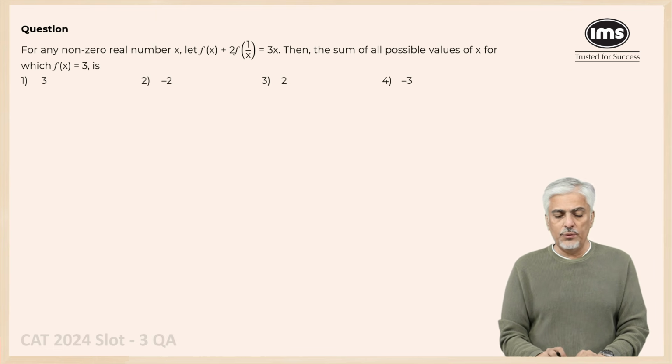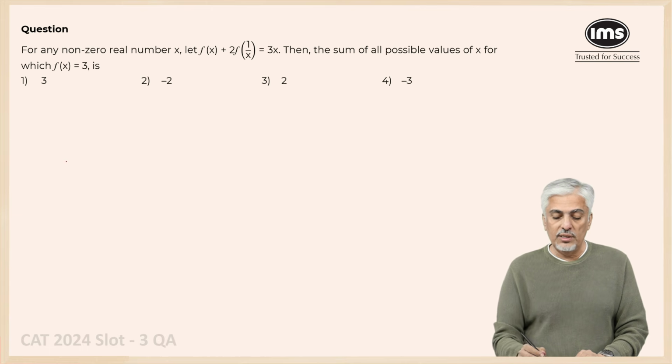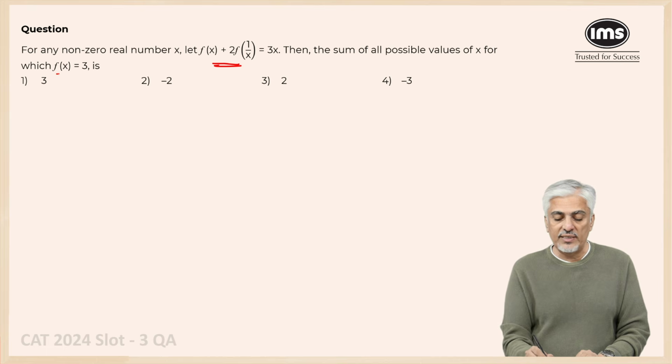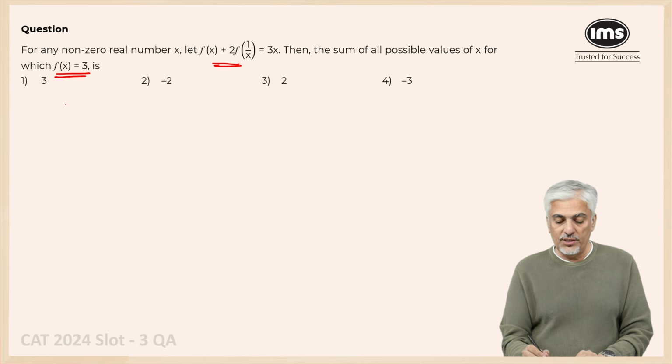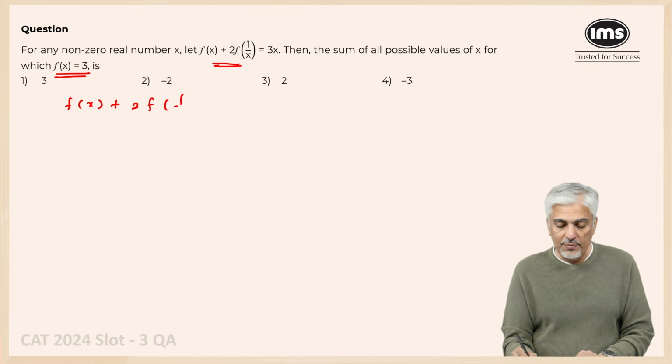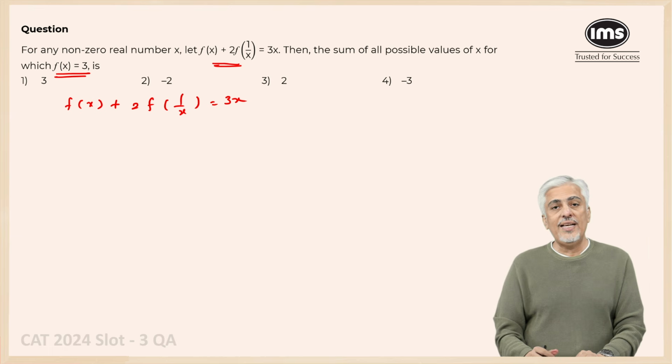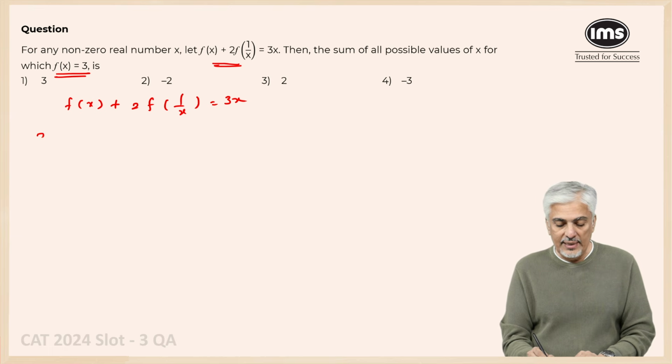A slightly difficult question from functions. For any non-zero real number x, f of x plus 2 times f of 1 by x is 3x. Then the sum of all possible values of x where f of x is 3 is what? So I need to first find f of x, pay attention. The original equation was f of x plus 2 times f of 1 by x is 3x. Now, you can replace x with 1 by x.